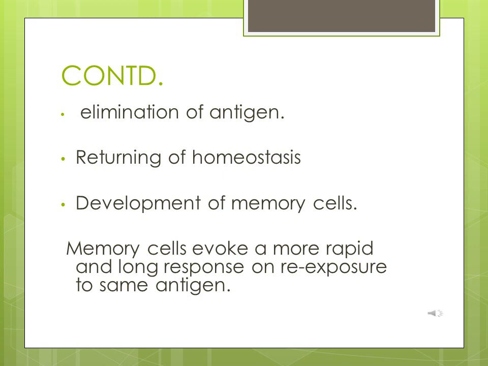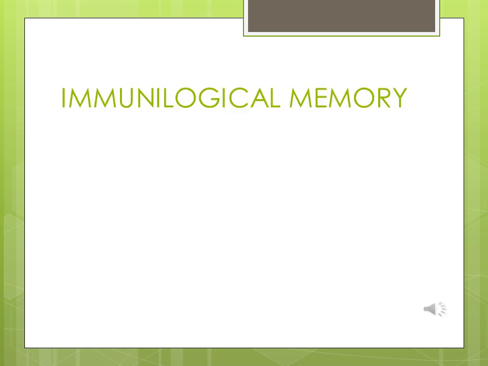After the elimination of the antigen, homeostasis returns in the host body, and there is also the development of memory cells, as B cells and T cells are produced as part of the memory B cell and the memory T cell. Memory cells are basically regarded as the boon of the immune system, and memory cells can evoke a more rapid and long response on re-exposure to the same antigen.